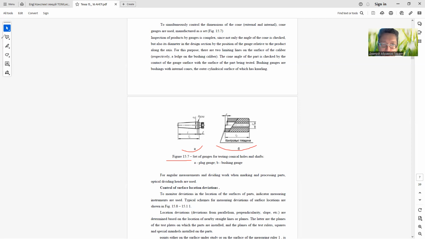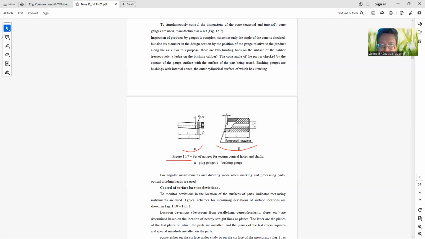For this purpose, there are two limiting lines on the surface of the caliber or gauge, respectively a ledge on the bushing gauge. The cone angle of the part is checked by the contact of the gauge surface with the surface of the part being tested.